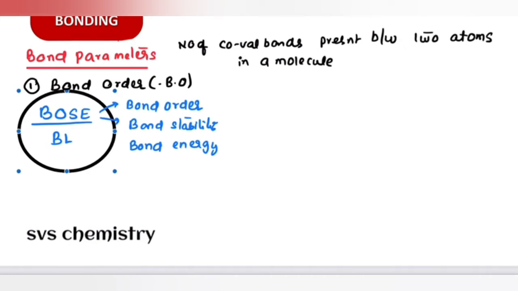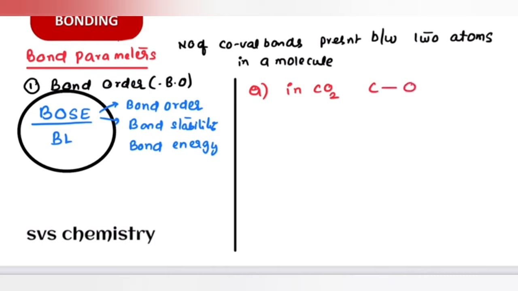We'll discuss how the questions will be framed, so let us discuss the questions. Question number 1: in carbon dioxide, what is the carbon-oxygen bond order? Each oxygen will form a double bond, so this is the structure of carbon dioxide.